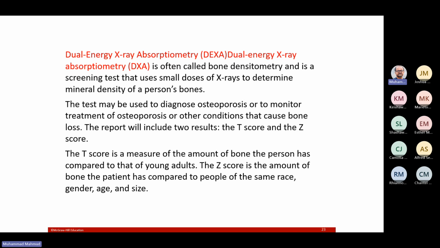We use T-score and Z-score to evaluate the patient's bone. T-score is a measure of the amount of bone that a person has compared with that of a young adult. In Z-score, the amount of bone of the patient is compared to people of the same race, gender, age, and size. So how is this done? Let's have a look at DEXA.